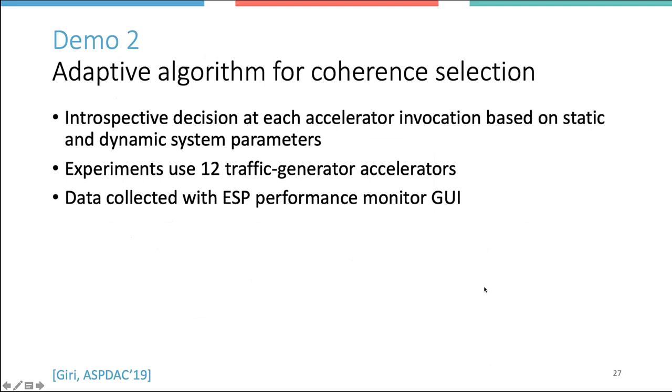We designed an introspective algorithm that makes a decision at each accelerator invocation based on static and dynamic system parameters. The experiments use 12 configurable traffic generator accelerators. And this demo also shows the other use case of the ESP performance monitors with the external GUI. For this demo, we have a short video that's been pre-recorded.